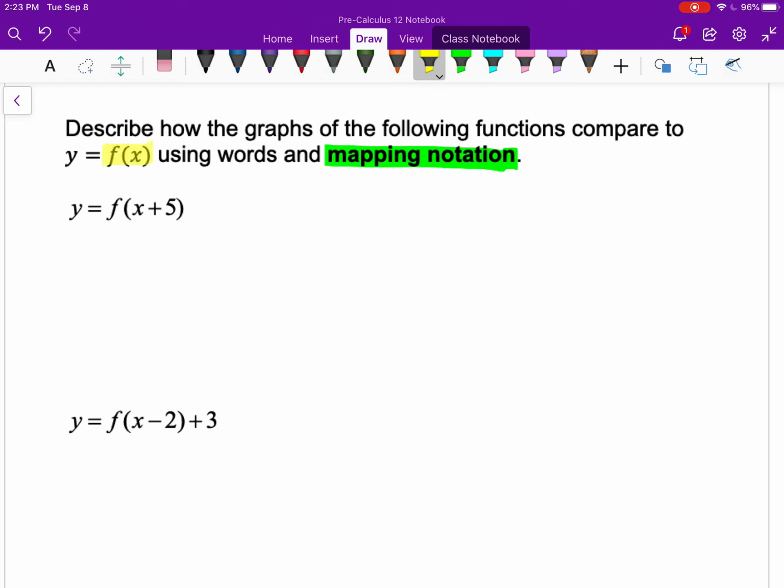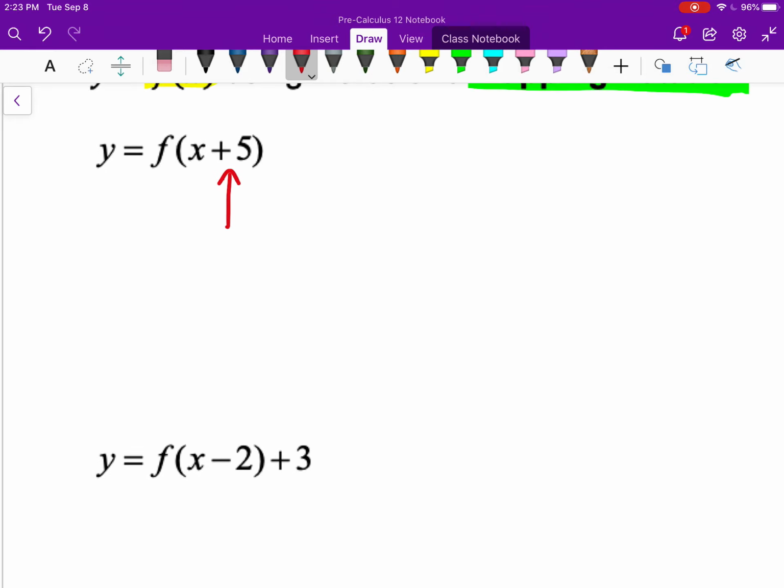Well, what is f of x? I don't know. I don't care. It doesn't actually matter. F of x is some function. It could be an absolute value function. It could be a line, a quadratic. It does not matter. What matters is that if I have f of x and then I add 5 to the x, I don't care what the function looks like. This is going to take that original function, whatever it is, and it's going to move it 5 to the left. So that's a transformation in words.